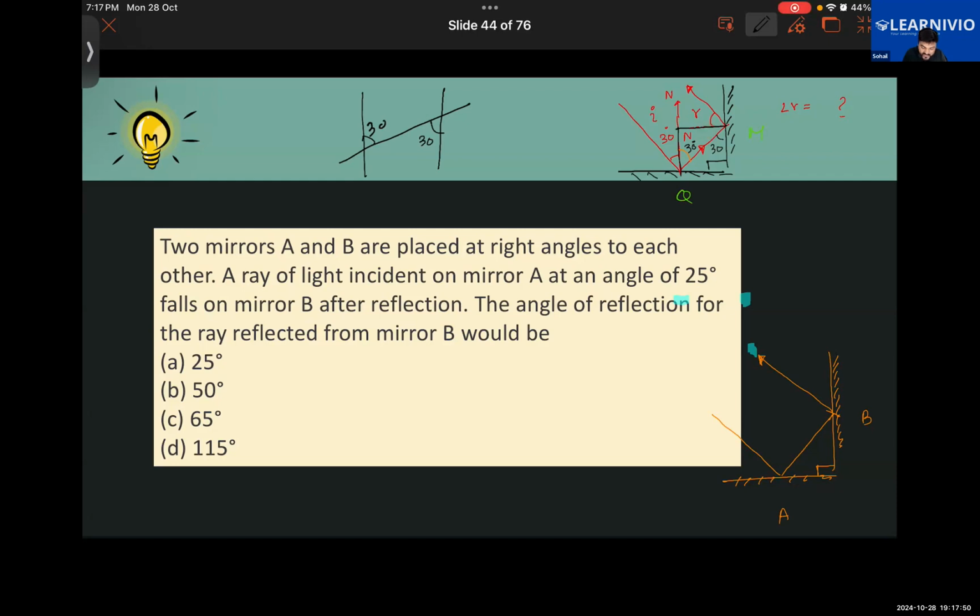So if this is 30, then this angle of incidence will be what? Will it not be 60? Because the complete angle is 90 degrees now, guys. So the angle of incidence on this mirror B is 60. So the angle of reflection by the first law will also be 60. I hope it should be clear to everyone.